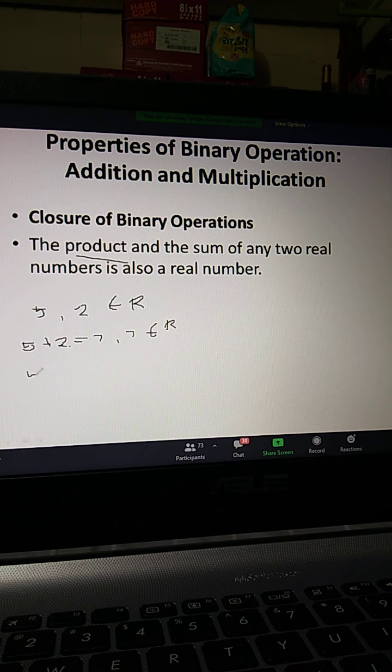Same is true with 5 times 2. 5 and 2 are elements of real numbers, producing 10. And 10 is also an element of real numbers. Okay? So those are examples.